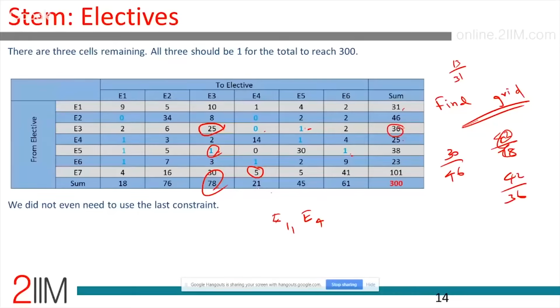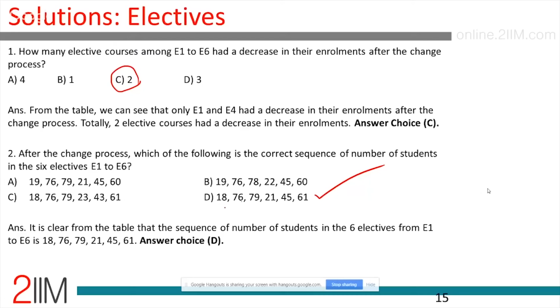25 to 21, 4 by 25, not so high. 38 to 45, 7 by 38, not so high. 38 to 61, 23 by 61, not so high. 42 by 36 is more than 100% increase in E3. The answer should be E3.